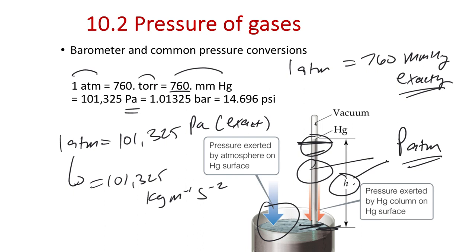The unit bar, I don't think I've ever used this in a problem before, but you may have seen this unit in meteorology. You often see it for hurricane reporting, for the pressure inside the center of the hurricane, for example. But bar is a conversion to ATM. It's almost 1 ATM, and if you notice, it's the same value as the Pascal conversion. So 1 ATM is 1.01325 bar.